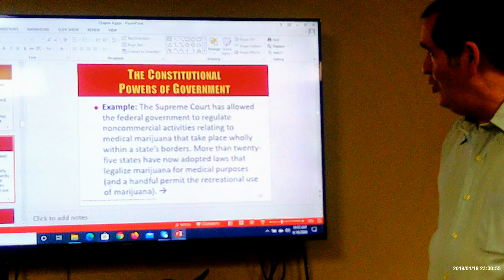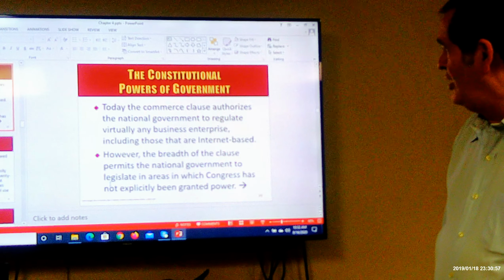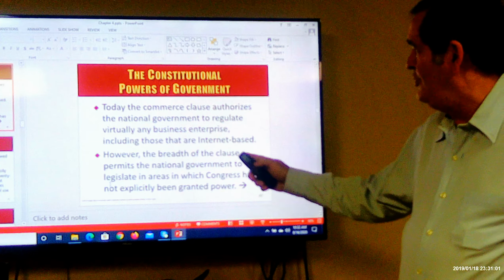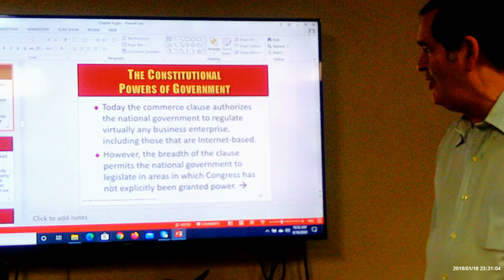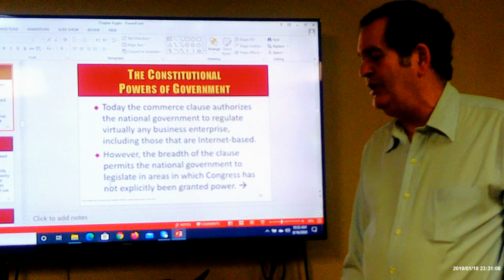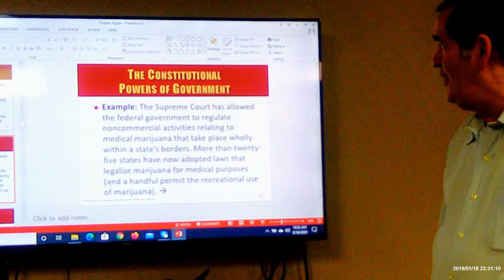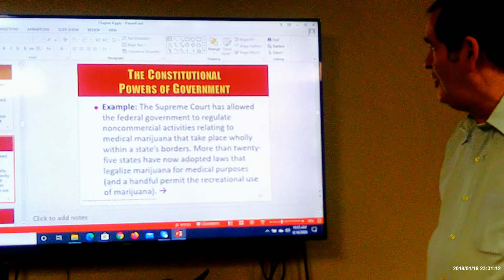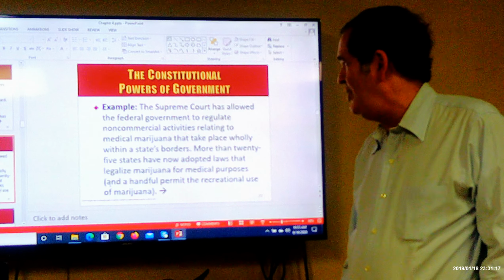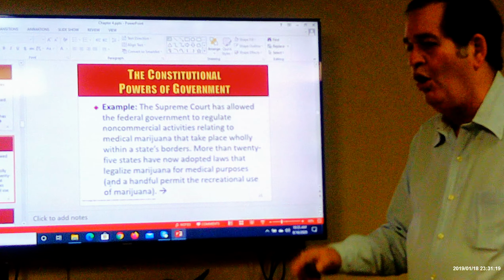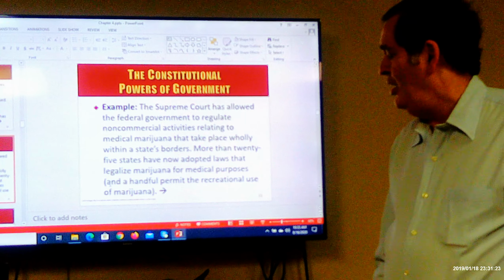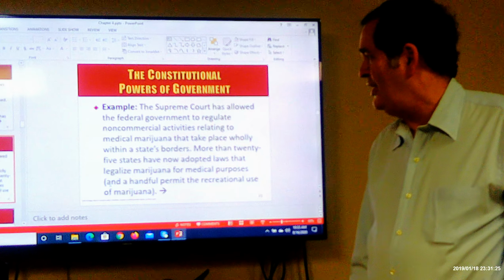Okay, and so the breadth of the clause permits the national government to legislate in areas in which Congress has not explicitly granted power. An example of that is the federal government regulating non-commercial activities relating to medical marijuana that take place wholly within a state's borders. So that's an interesting area.